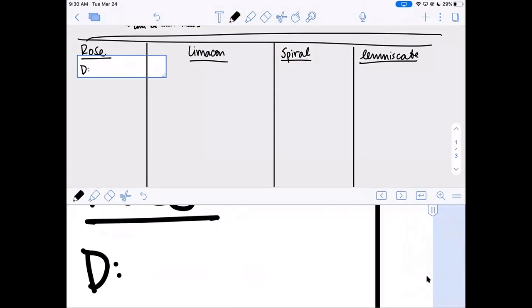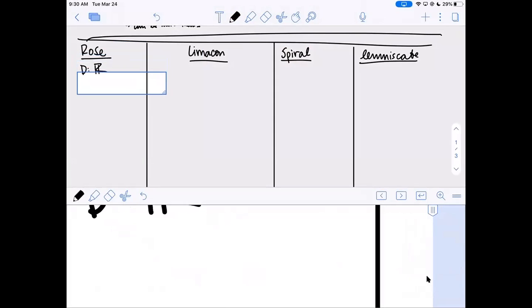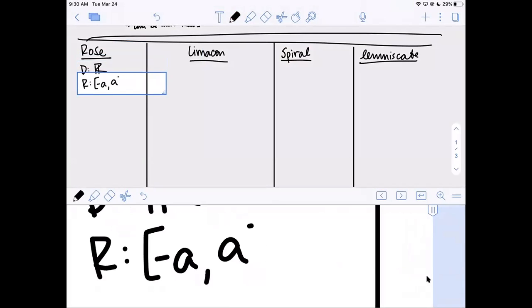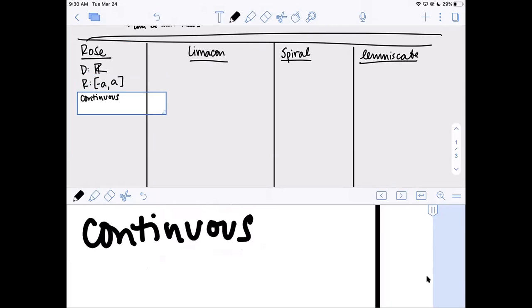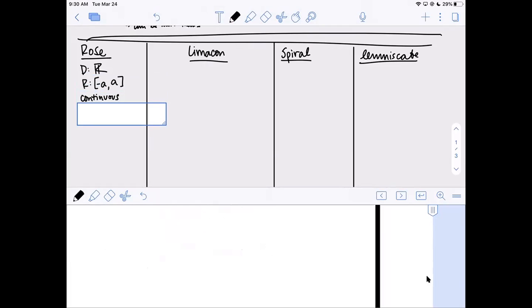So my domain here is all real numbers. You can plug any value in for your domain and it will work. My range, your smallest value is your negative distance, and then your biggest value is your positive distance. So in our case, it was that 3. In any other case, it's whatever the coefficient in front of the sine and cosine is. It is continuous. You don't have to pick up your pencil, or the computer didn't have to pick up its cursor in order to draw that all the way out.